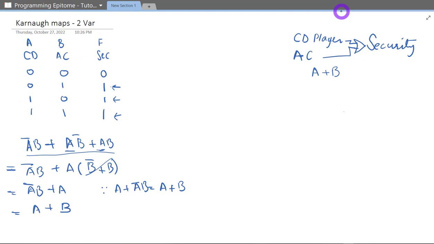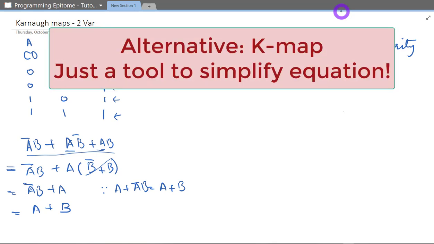Anyway, this was easy, but if you have a difficult equation, a large equation with more than 2 variables, 3, 4, or 5, or maybe more, this simplification becomes tough. It's not always easy because you don't have a set of clear rules. You just have some properties and you just have to simplify using those properties. So let's see another method which makes it very easy. And that method is, of course, the k-map method.